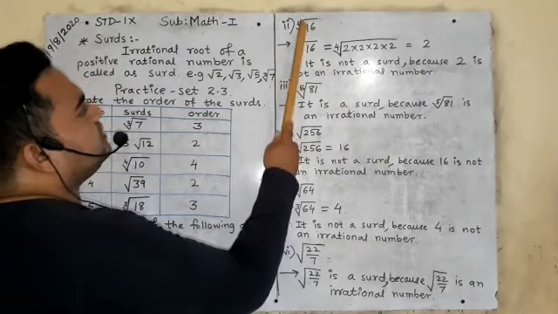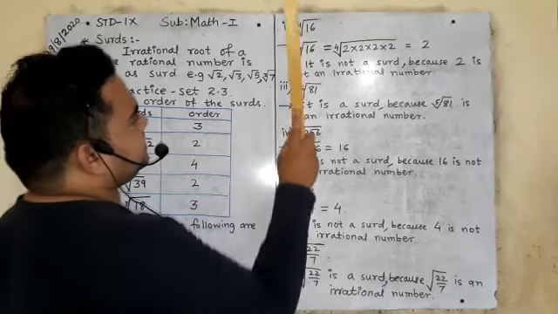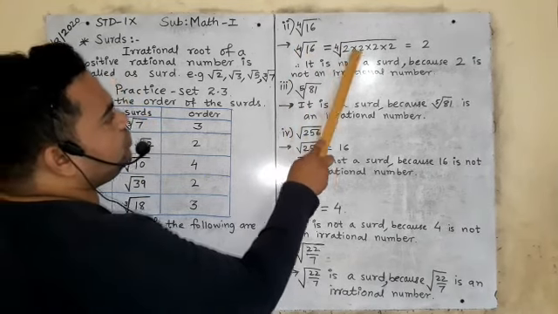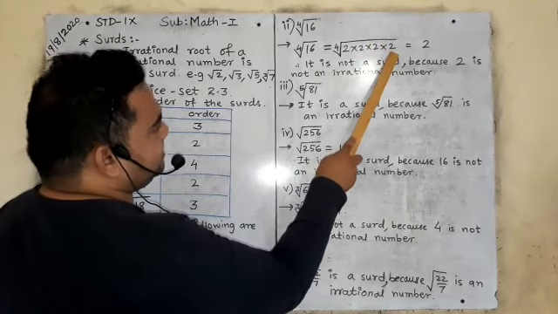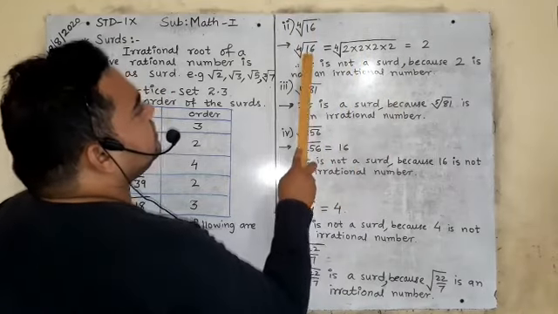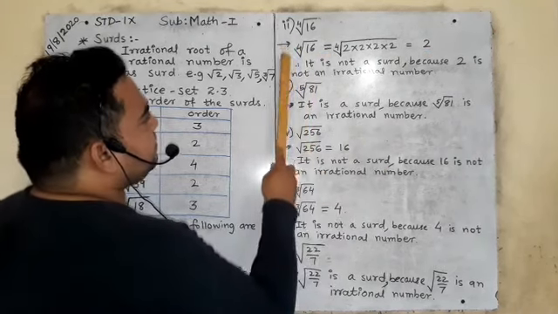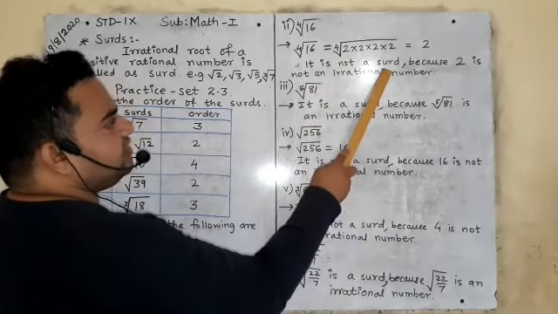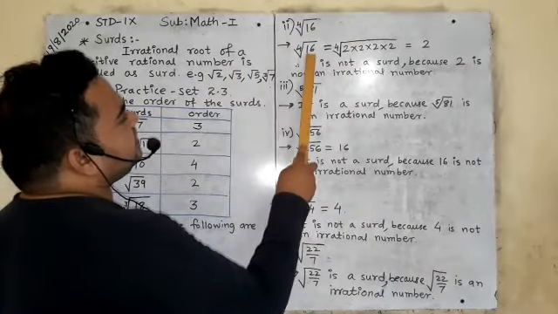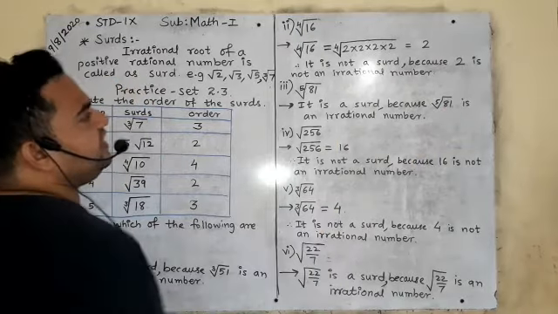Now look here, the second one. See, 4 is the order of square root 16. So which number will you multiply 4 times whose value will be 16? 2 twos are 4, 4 twos are 8, 8 twos are 16. So the number 2 is multiplied 4 times. Therefore, the value of the 4th root of 16 is 2. So it is not a surd, because its value is a perfect 2. It is not a surd because 2 is not an irrational number.